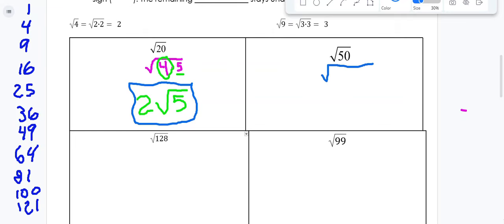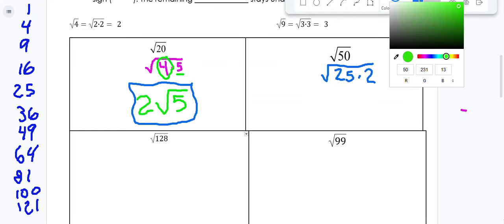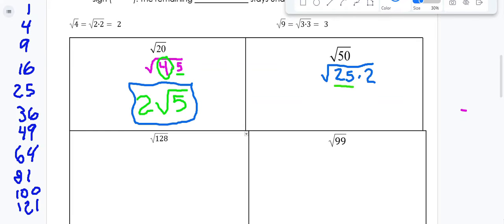So square root of 50, I can rewrite as 25 times 2, because 25 times 2 will get me to 50. So then I'm going to take my square root that I know, this perfect square of 25, and I'm going to pull that out. Right? So the square root of 25 is 5. This square root here, this 2, I don't know the square root of. I can't do that, right? That's not a perfect square. So that's just going to stay square root 2, and then there's my answer, 5 square root 2.